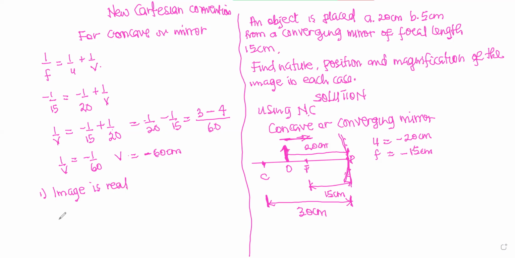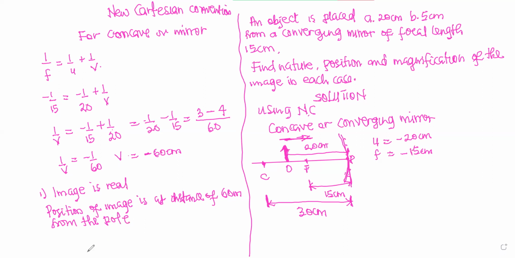Its position is a distance of 60 centimeters from the pole. So the position of image is at a distance of 60 centimeters from the pole of the mirror.